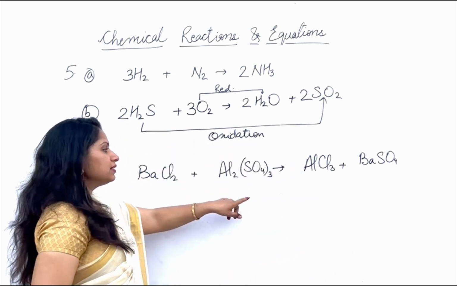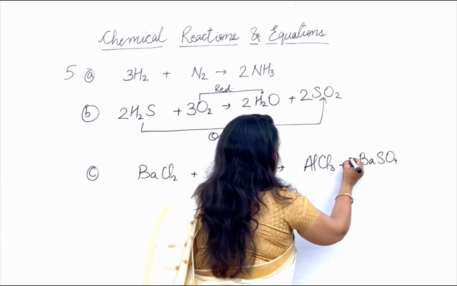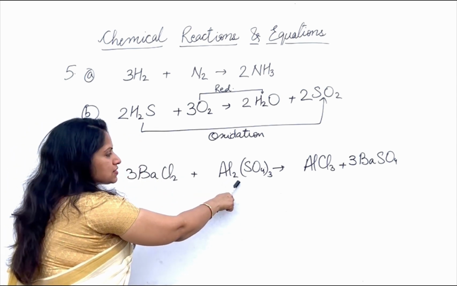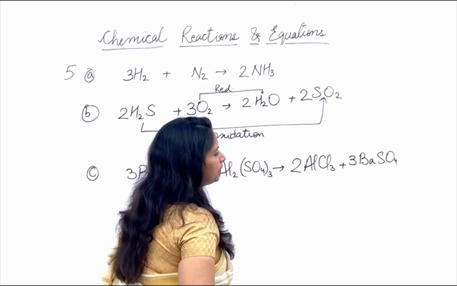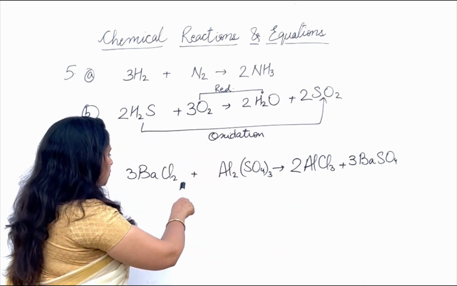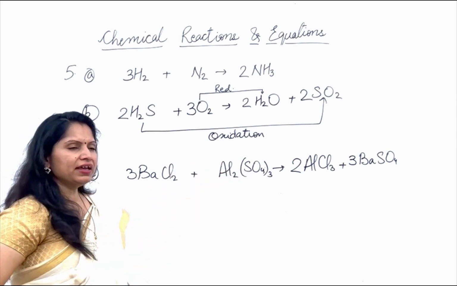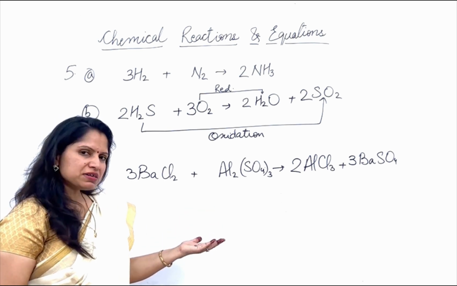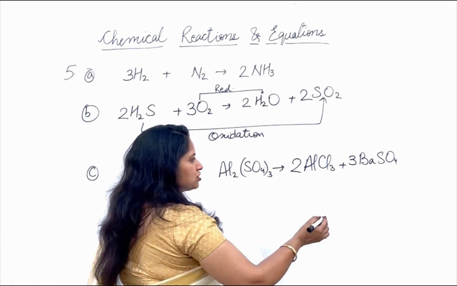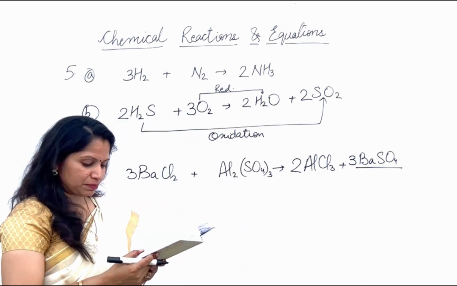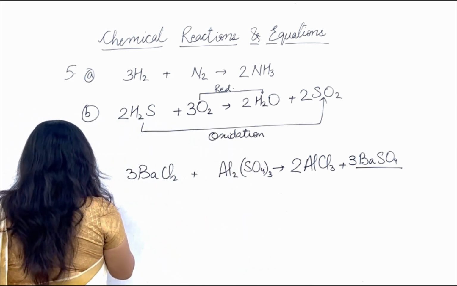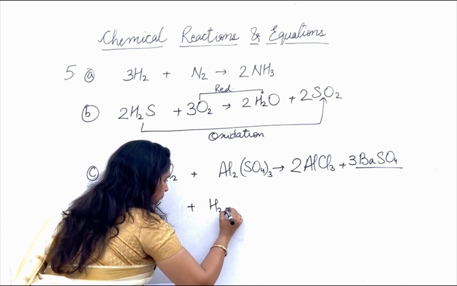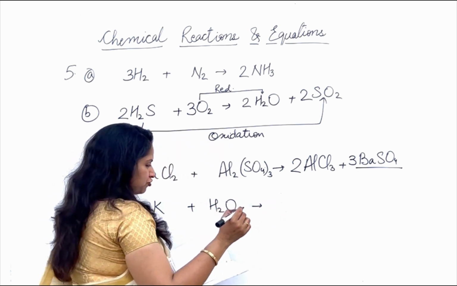Now let's start balancing. 3 sulfate ions are there on this side, so just make it 3. Now barium on this side needs to be 3. Now look at aluminium, it's 2 aluminium atoms here, so let's make 2 aluminium chloride there. And now look at chlorine, it's already balanced. You all know that it is an example of a double displacement reaction as well as a precipitation reaction, because barium sulfate occurs as a white precipitate. Now the next one, potassium combines with water to form potassium hydroxide and water.